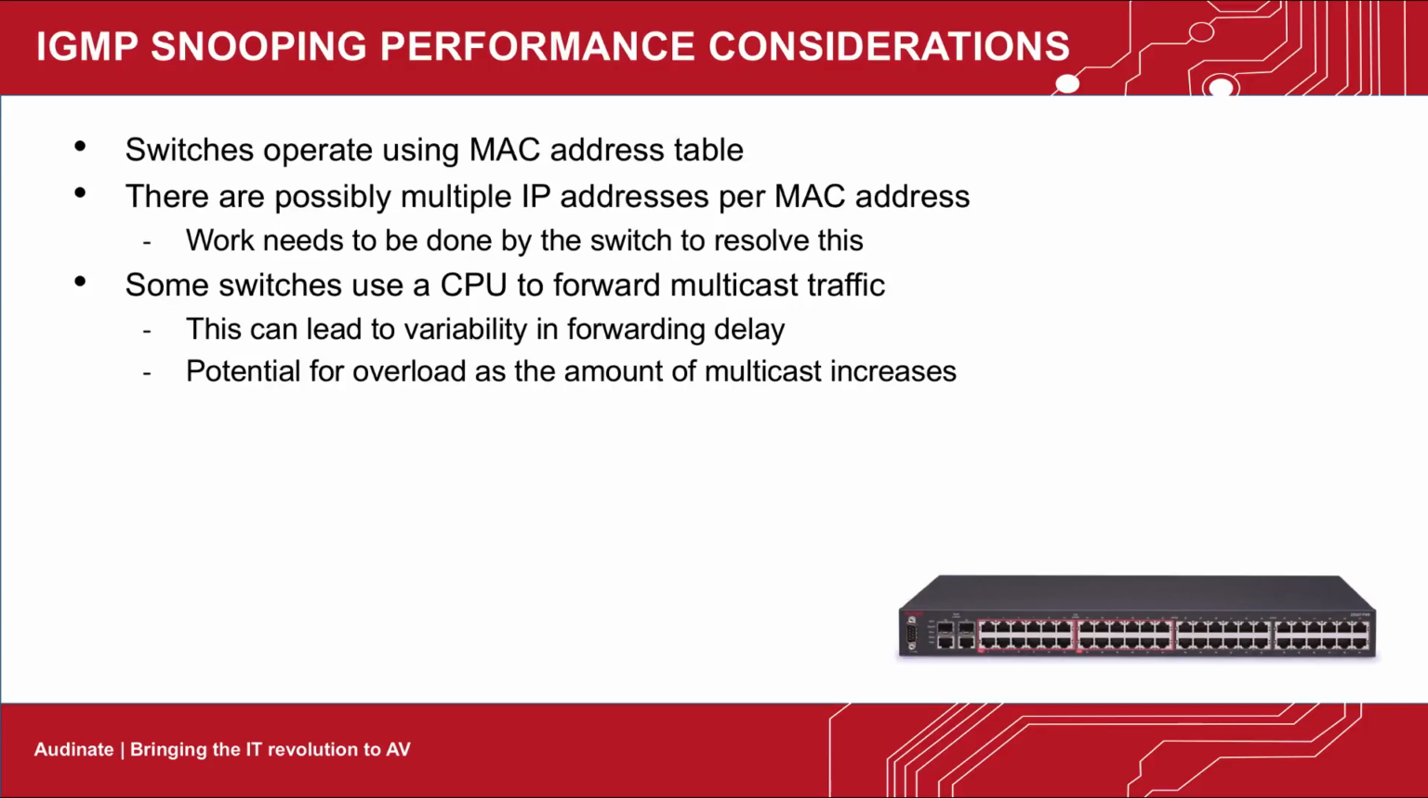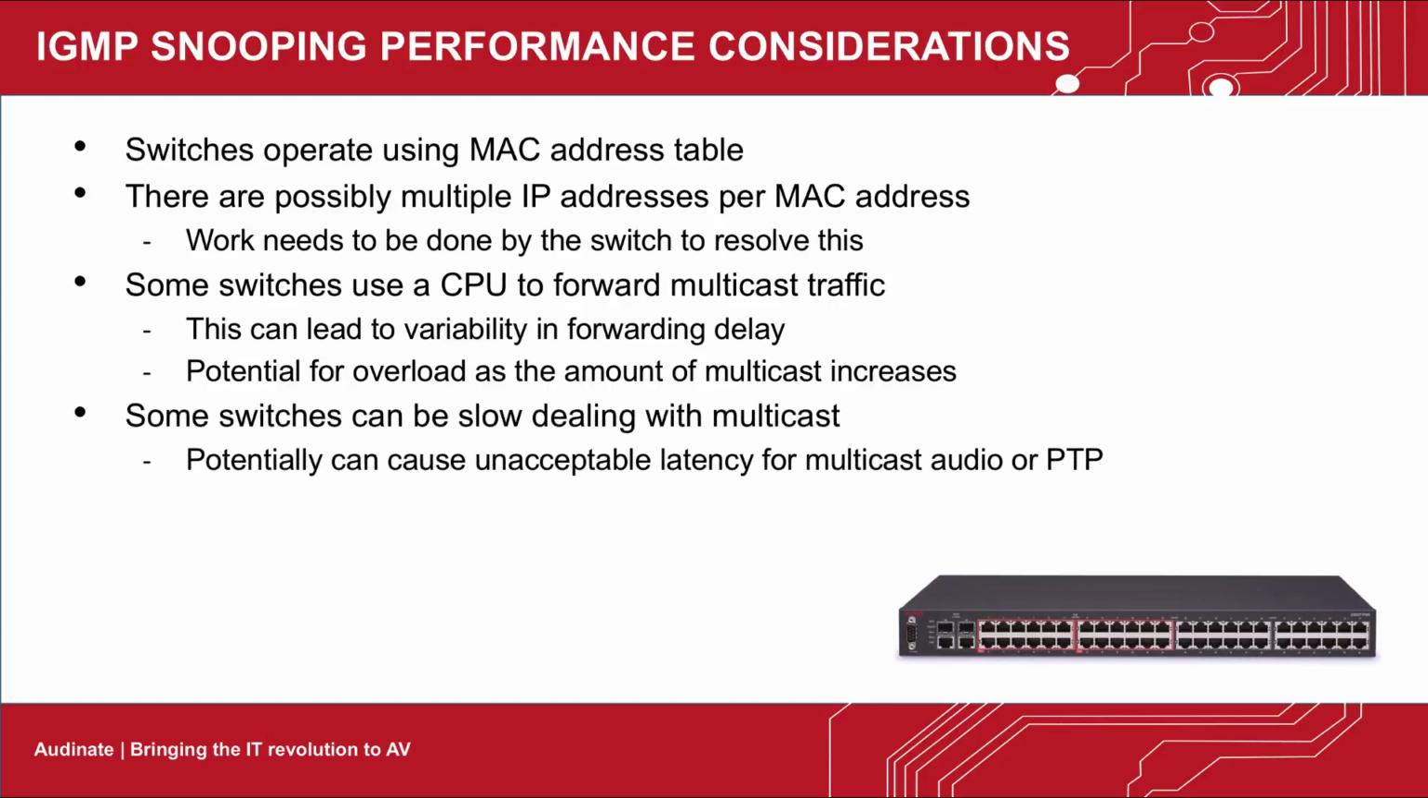Out-of-the-box devices will use the CPU to forward traffic, but you can still turn this off and put it back into the hardware. What that will do is give you the same performance that you get for unicast, which is what you need. How this can affect things is really in the area of PTP mostly.